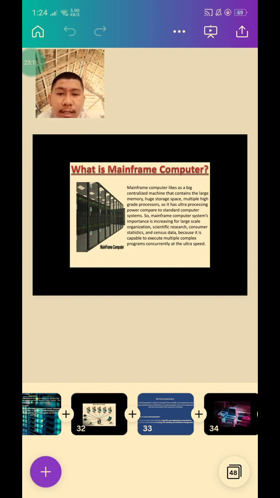Increased for large scale organizations, scientific research, consumer statistics and census data, because it is capable of executing multiple complex programs concurrently at ultra speed. Yan daw po.